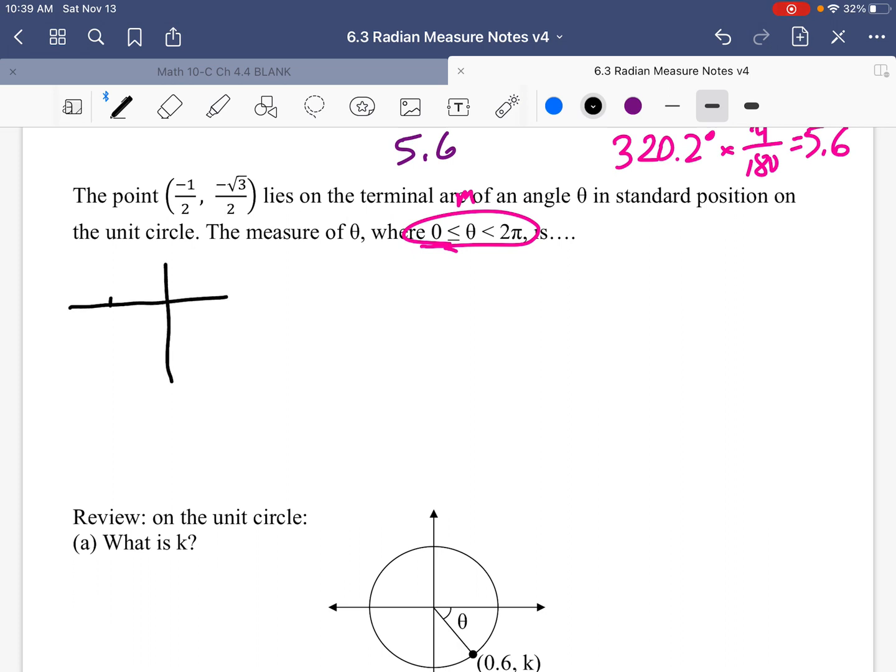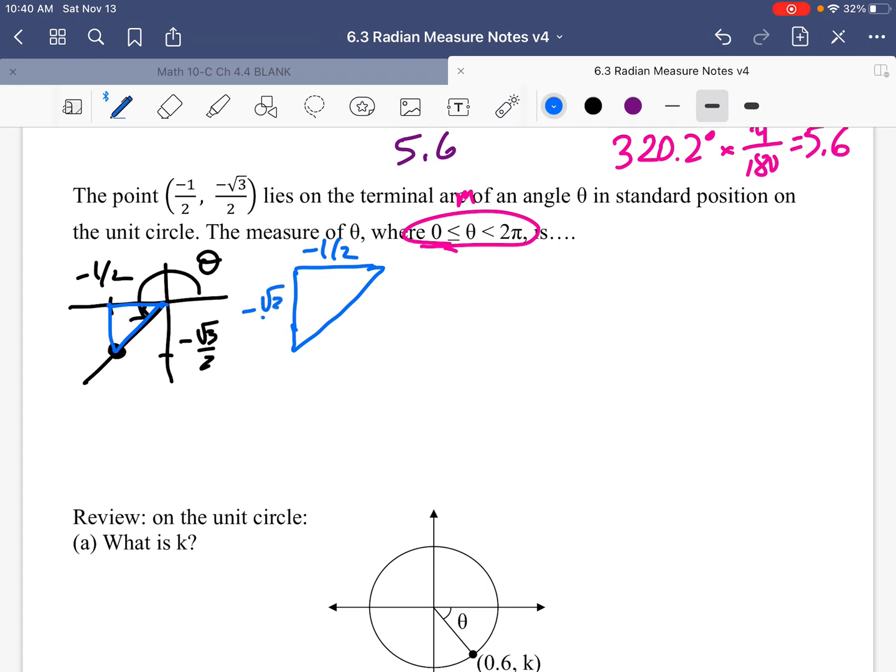So, draw a picture. Minus 1/2, minus root 3 over 2. So we're down here in the third quadrant somewhere. So we're looking for that angle. Draw the picture so at least you know basically what you're looking for. So we're looking for this triangle here. Redrawing it: minus 1/2, minus root 3 over 2. That's a square root of 3. That's a right angle. What's this angle here?